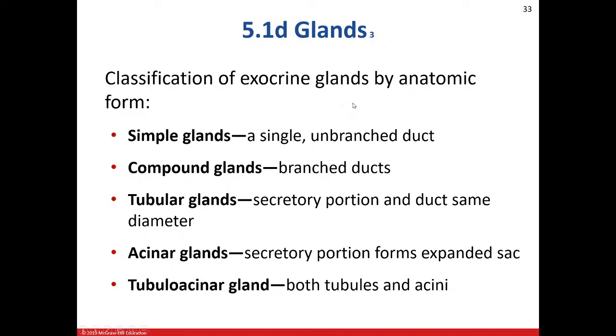So glands can be classified by their anatomic form. We have simple glands, which have single unbranched ducts. Compound glands have branched ducts. Tubular glands have a secretory portion and duct that are the same diameter. Basically, the gland looks like a duct, not like that acinus shape we just saw. Then you have the acinar glands, which have the secretory portion in that expanded sac, that's the acinus, and the tubuloacinar glands that have both tubules and acini.